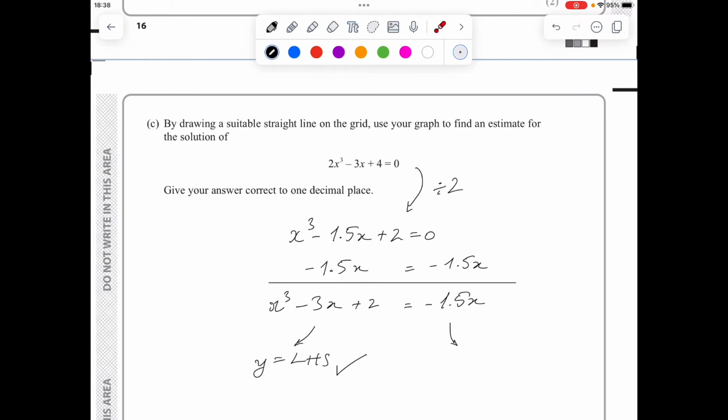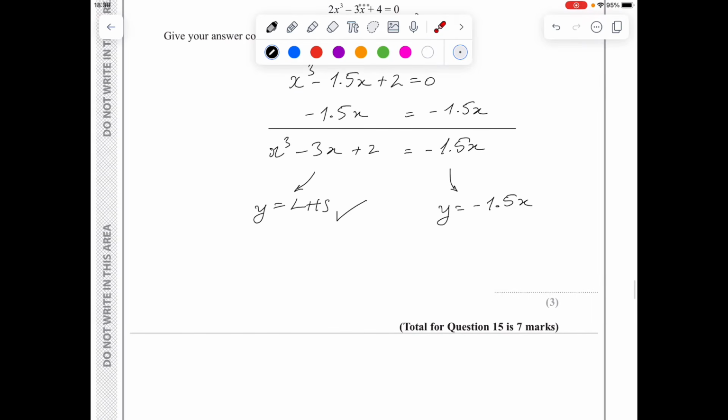What I need to plot now is y equals minus 1.5x, and to do so I will create a small table of x and y values. I'll randomly put for x minus 1, 0 and 1. I'll calculate the corresponding y values, and these are 1.5, 0 and minus 1.5. So now I'll go to my grid and plot these points and join them using a straight line.